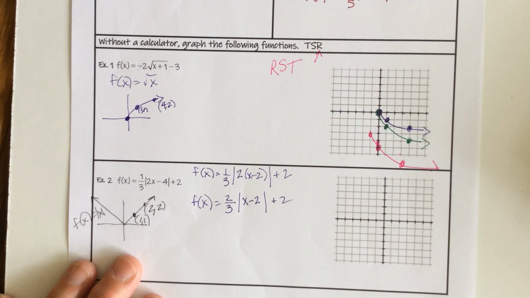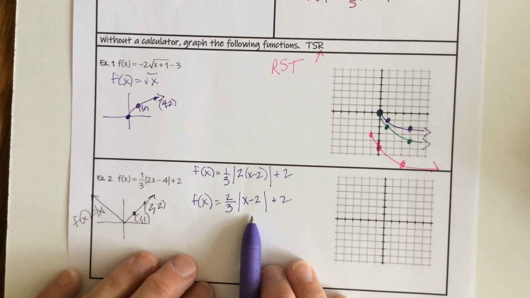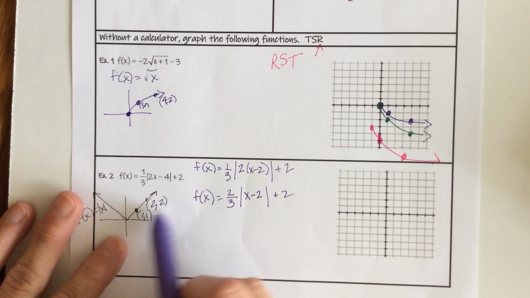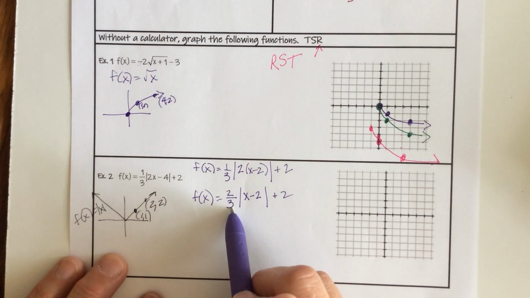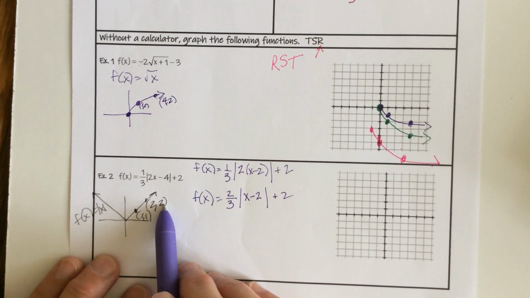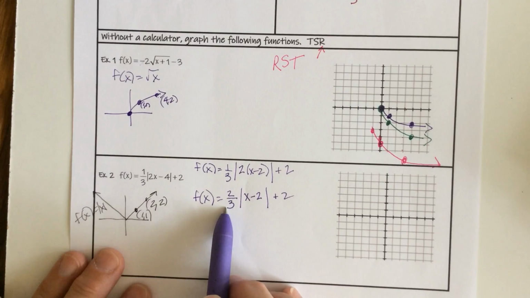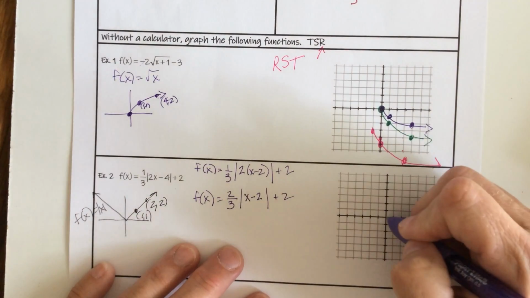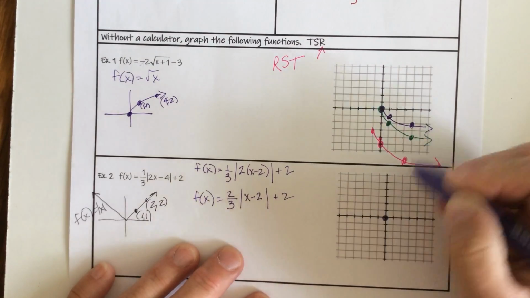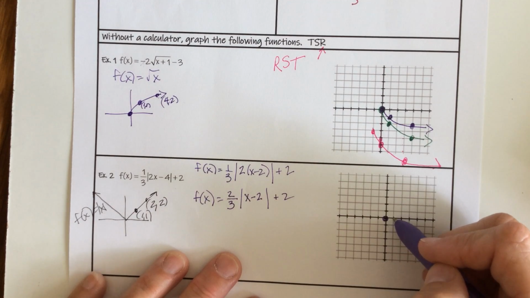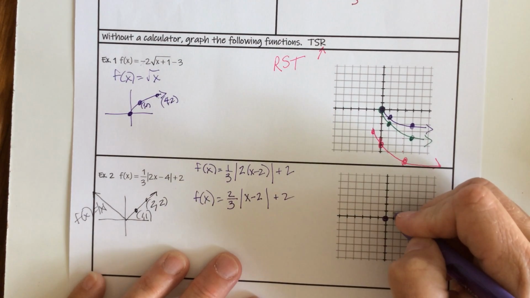So let's see. We want to take each of these values and the y values, because 2/3 is on the outside, each of the y values is going to be multiplied by 2/3. So my 0, 0 point stays at 0, 0. My point at 1, 1 goes over 1, but goes up to 2/3.